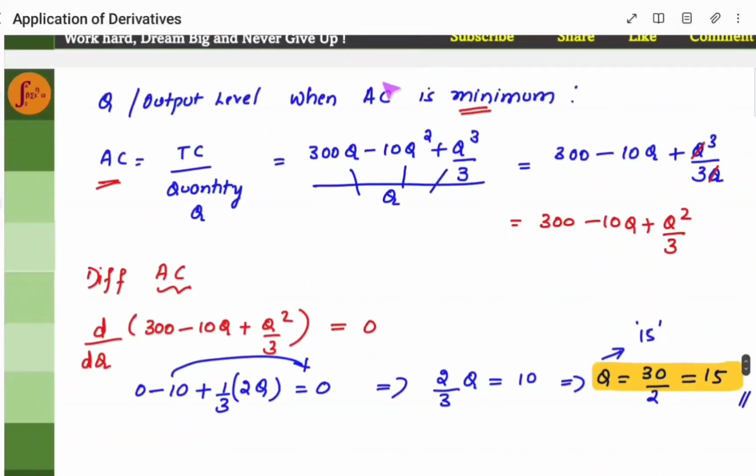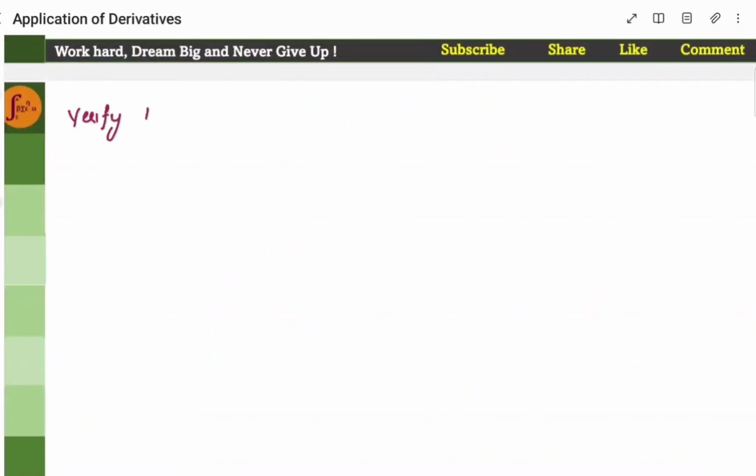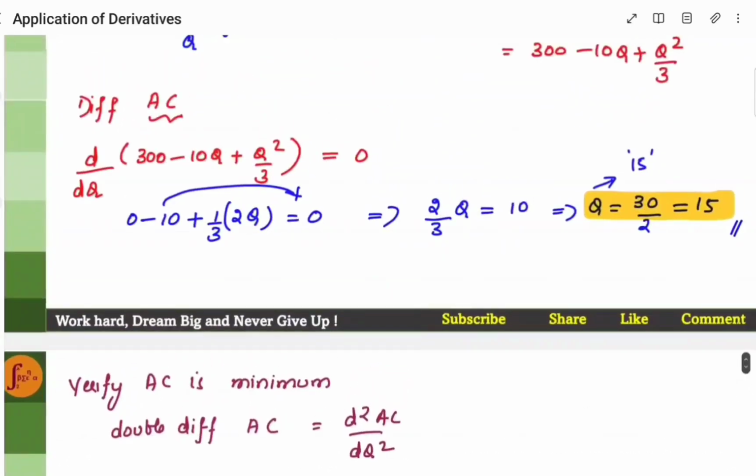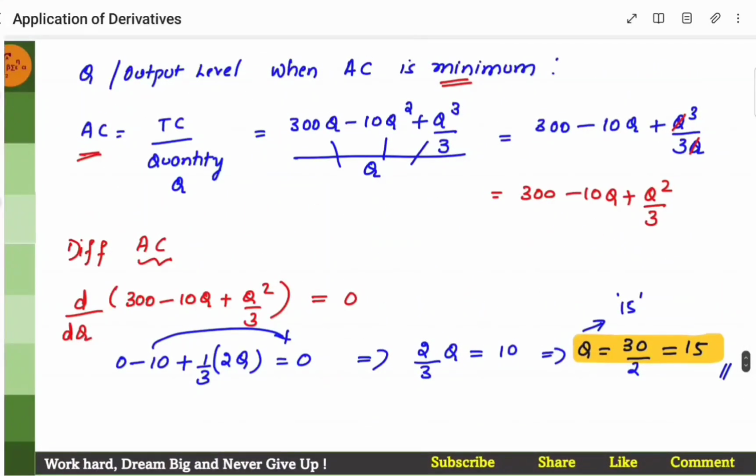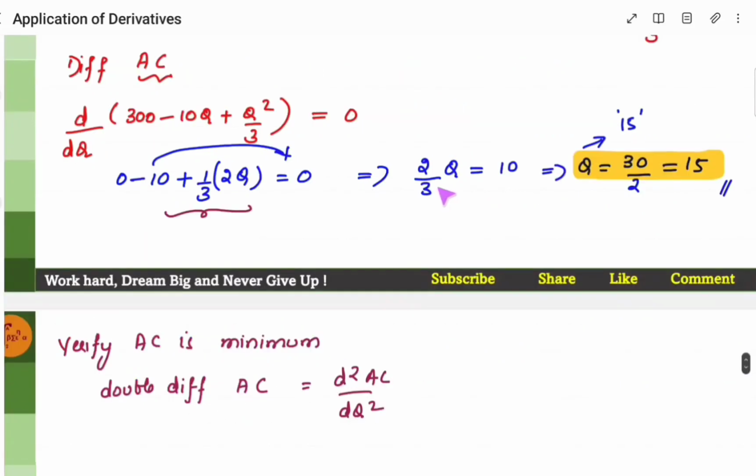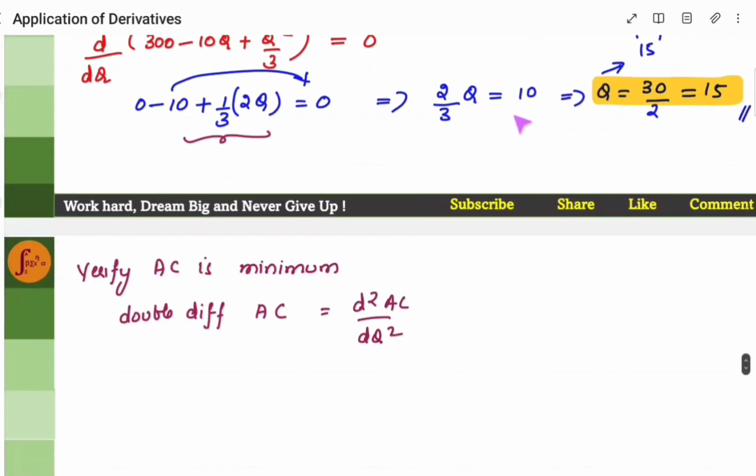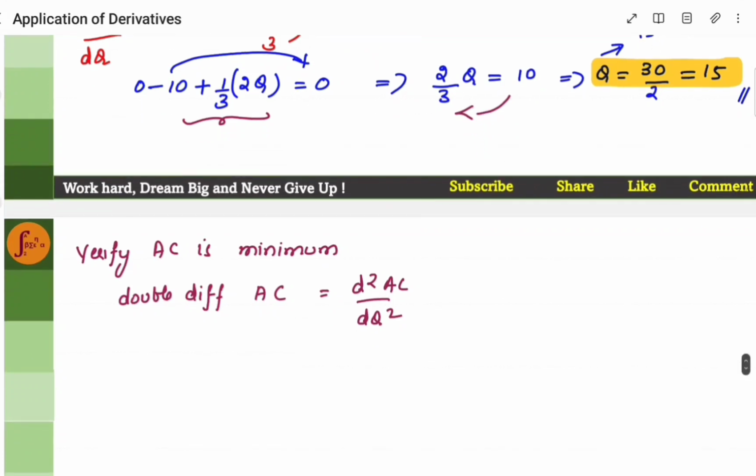Similarly, even for average cost, we'll have to verify that average cost is minimum. How do you verify? You will have to double differentiate average cost, which is nothing but d square of average cost by dq square, right? So let's take the first order derivative of average cost. What is the first order derivative? This is the first order derivative, right? After differentiating this, we get 2 by 3 q minus 10.